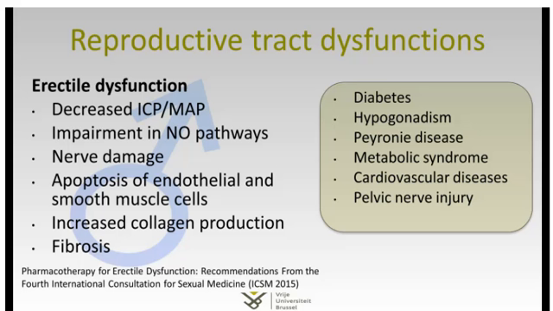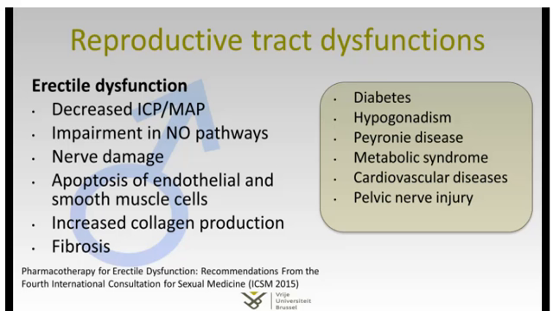So let's start with the reproductive tract dysfunction from the male side. The most common reproductive dysfunction of males is erectile dysfunction. This dysfunction can be caused by a great number of diseases. As you can see listed here on the right, it can derive from diabetes, hypogonadism, Peyronie disease, or other diseases. It can arise also from injuries, such as pelvic nerve injury, but it can develop also due to high levels of stress, or due to advanced age.